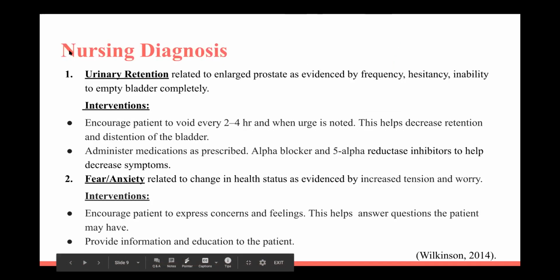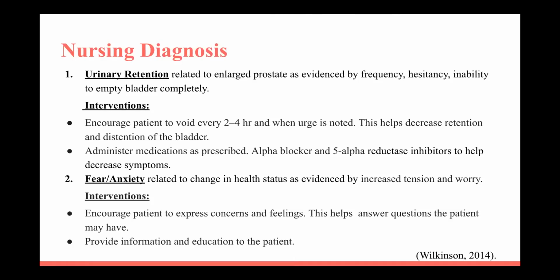My nursing diagnosis: urinary retention related to enlarged prostate as evidenced by being unable to empty the bladder completely. Interventions: encourage the patient to void every couple of hours and when urge is noted to decrease bladder distension, and administer medications. Fear and anxiety related to change in health status: encourage the patient to express concerns and feelings and provide information about what it is and any surgeries or medication they would be receiving.